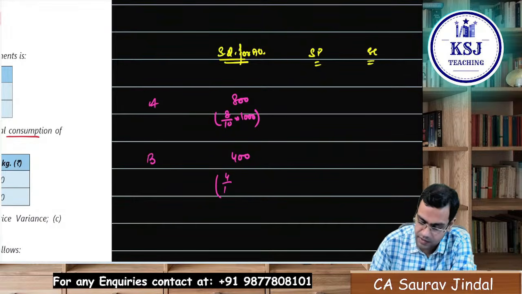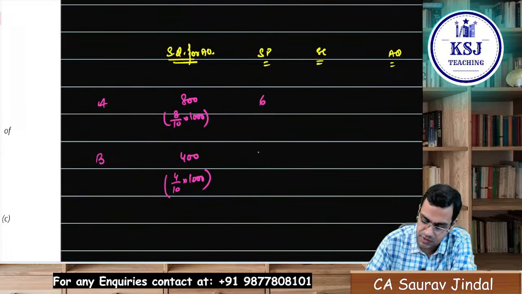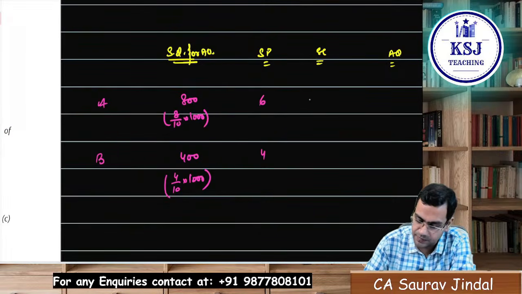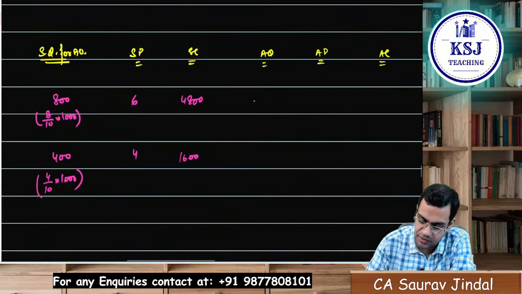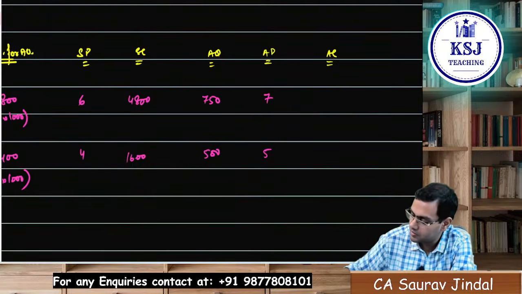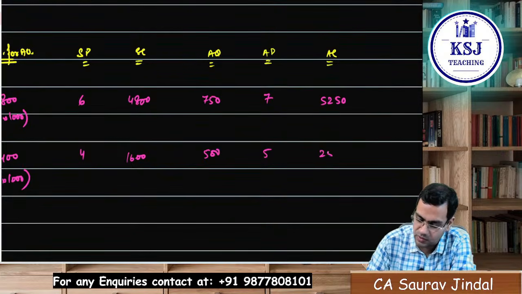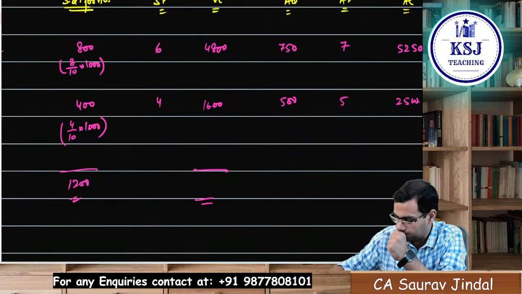That is 4 divided by 10 multiplied by 1000. The standard price is given, that is 6 and 4. So that will be 4800 and 1600. What is the actual quantity? 750 and 500. That is given to you. Actual price is also given, that is 7 and 5. 5250 and 2500. That's it. So that's the total table for you.